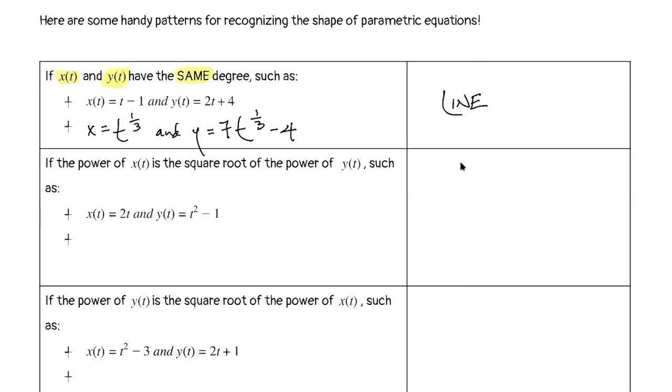It could be the same thing if you had x equals t to the 14th and y equals something times t to the 14th. As long as you have the same degree, when you eliminate the parameter, you're going to end up with a power of 1, which gives you a line.